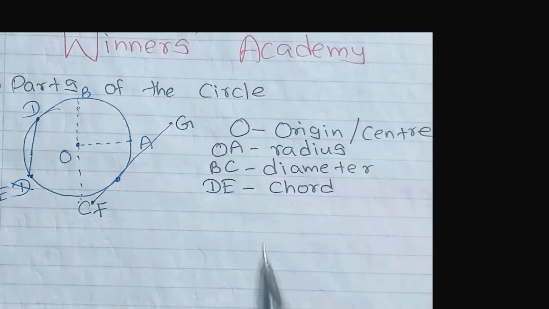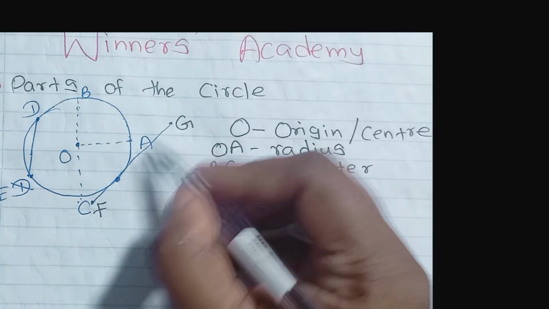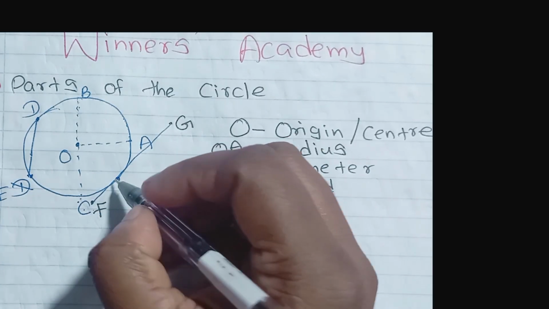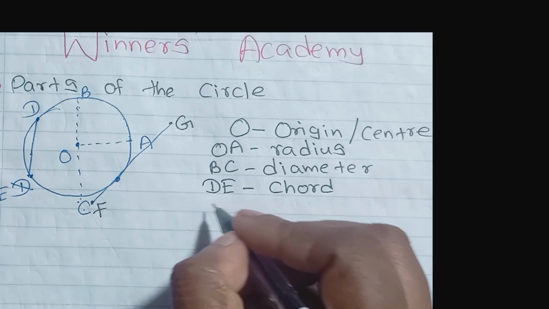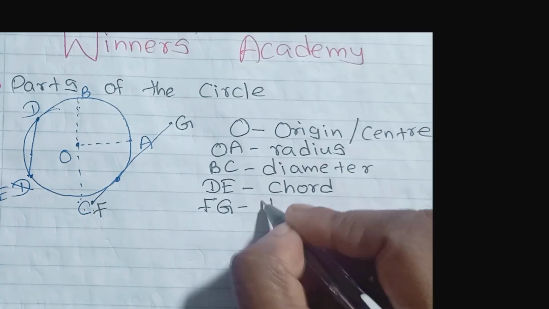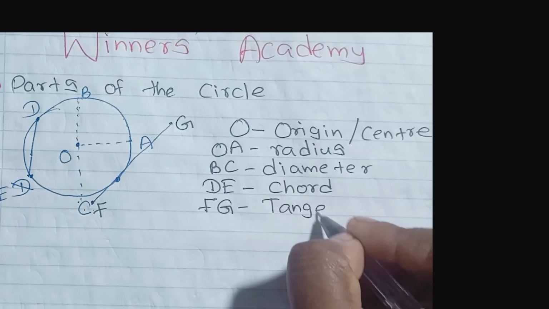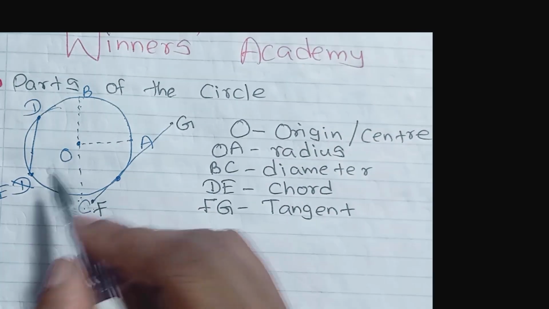And also not only that one, FG, this external line, is the line joining with one point on the circumference. So FG means what? FG means tangent. So those are the basic parts of the circle, right?